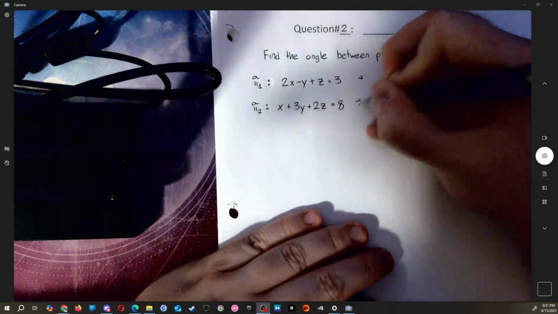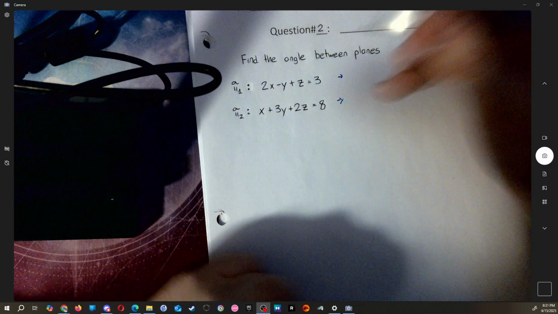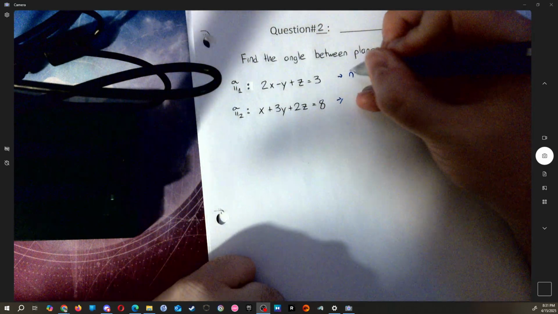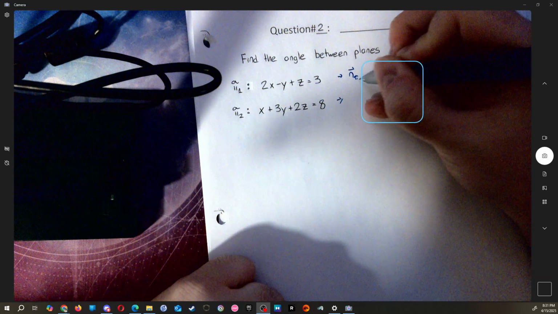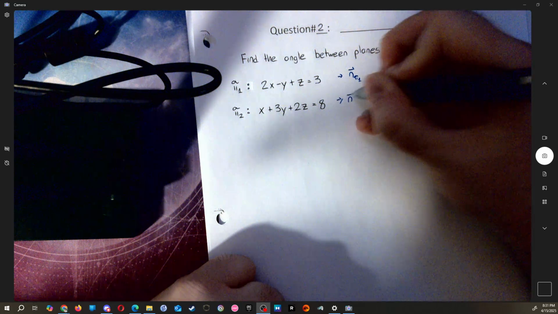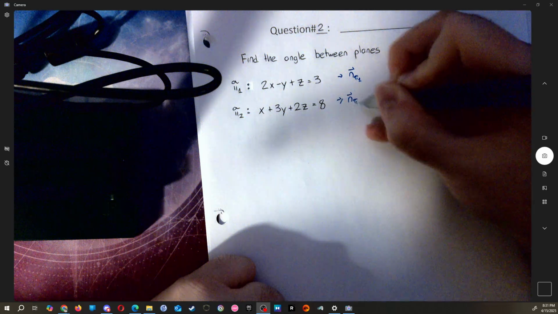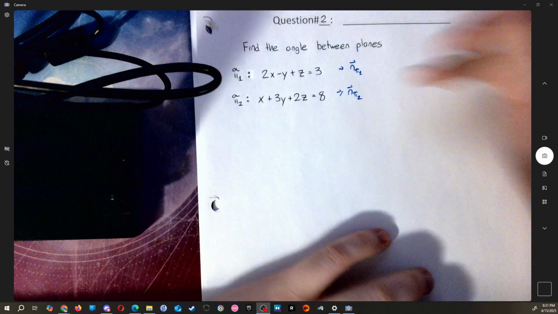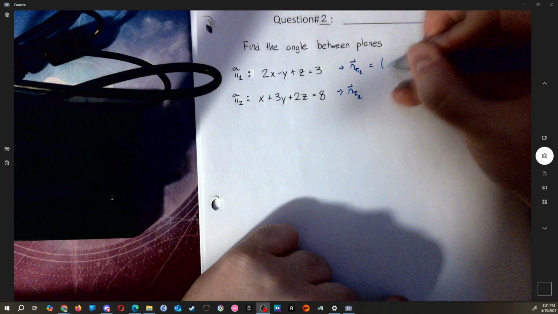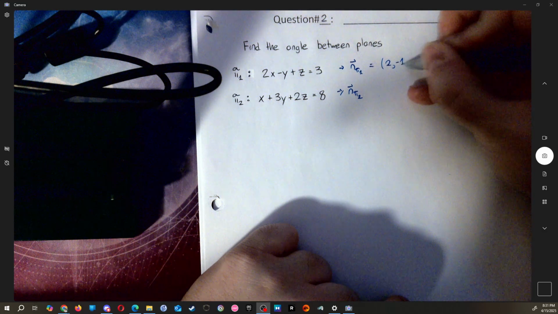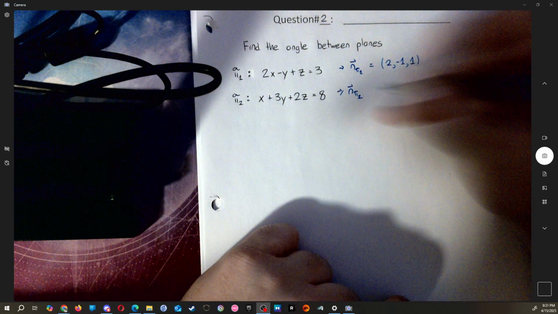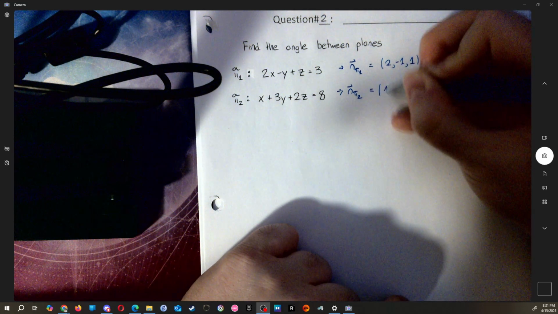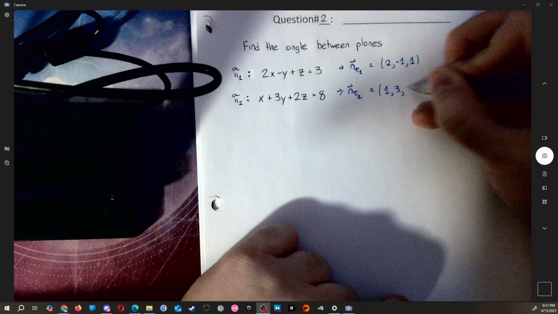We don't have to find our normal because it's given to us, just indirectly. So the normal of plane 1 and the normal of plane 2 is just going to be equal to, here, it's going to be 2, -1, and 1, right? It's just my coefficients on my three variables, and 1, 3, and 2.